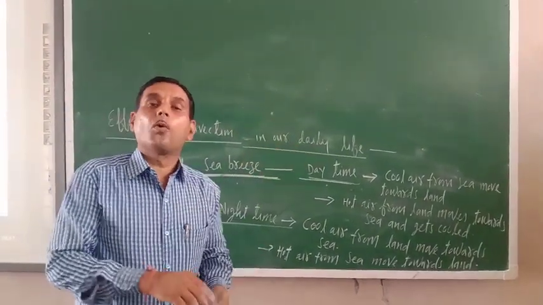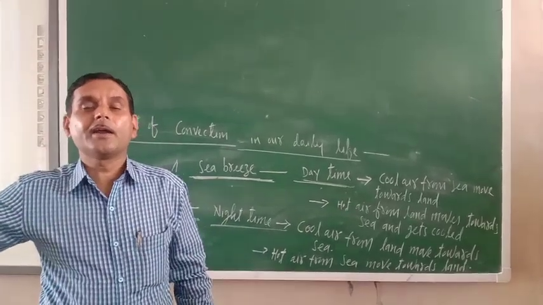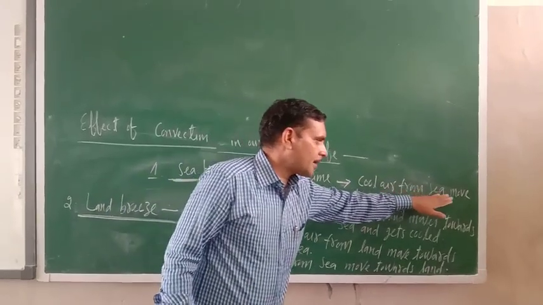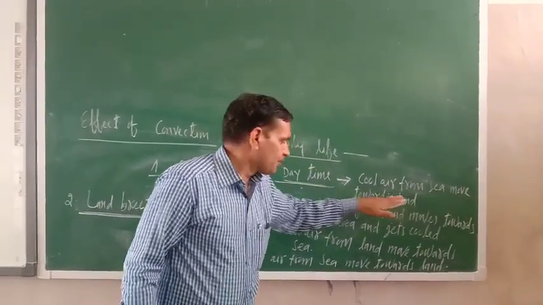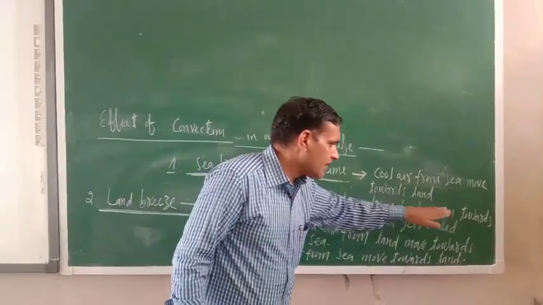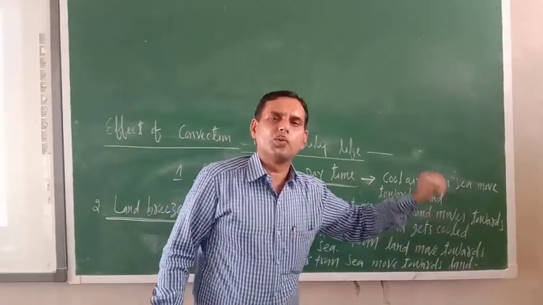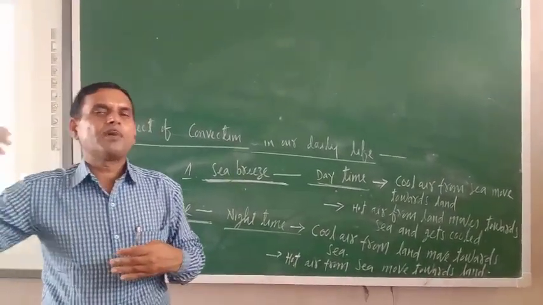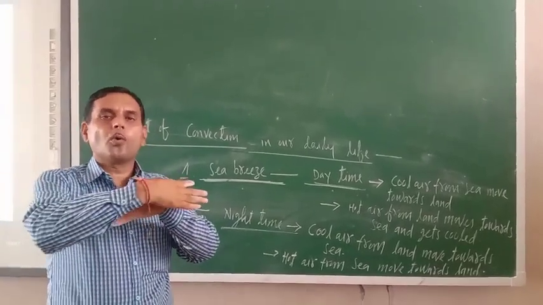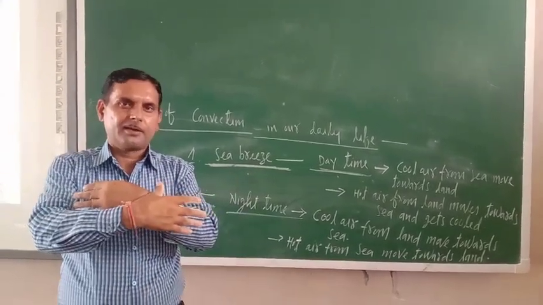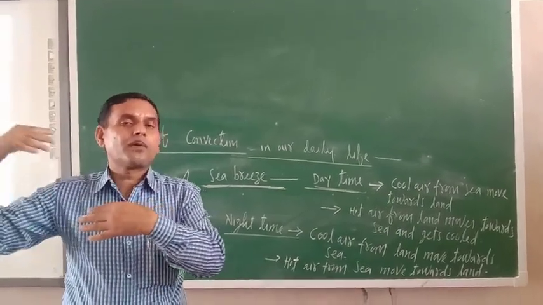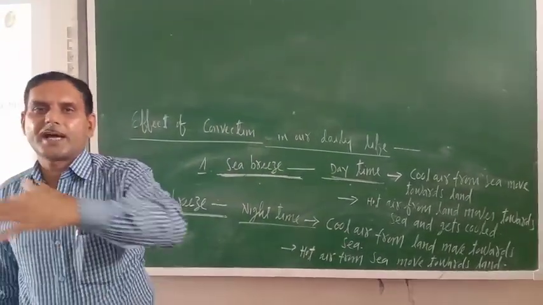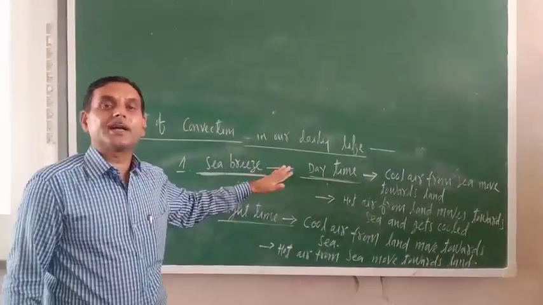So the cold air from the seaside will move toward the land. So in daytime what is happening? Cool air from the sea moves toward the land, while hot air from the land moves toward the sea and gets cooled. So actually it is the movement. What is the sea breeze? Sea breeze is nothing but a movement of cold and hot air. So cold air will move from seaside to land side, and hot air will move from land side to seaside. Remember, this is happening in the daytime only.